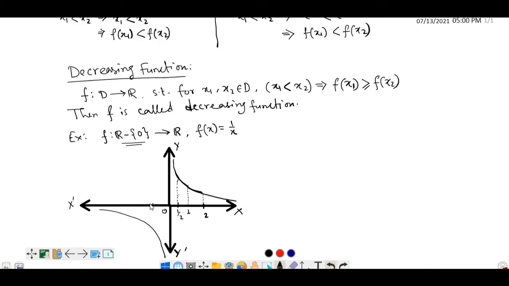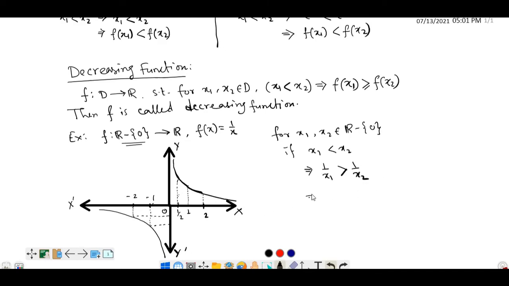Okay, so in this way, for -1 you will get -1 here, but for -2 you will get -1/2, which is here. So in this way you are getting the graph, and you can easily see, as for x1, x2 belongs to R minus 0, if x1 is less than x2, this way if you take, then clearly when you are taking the reciprocal, the inequality will change.